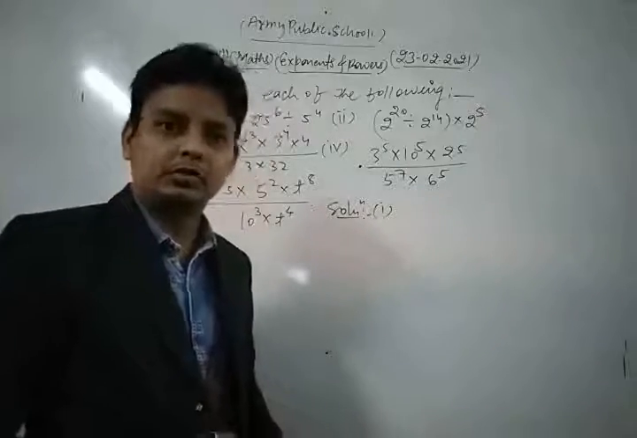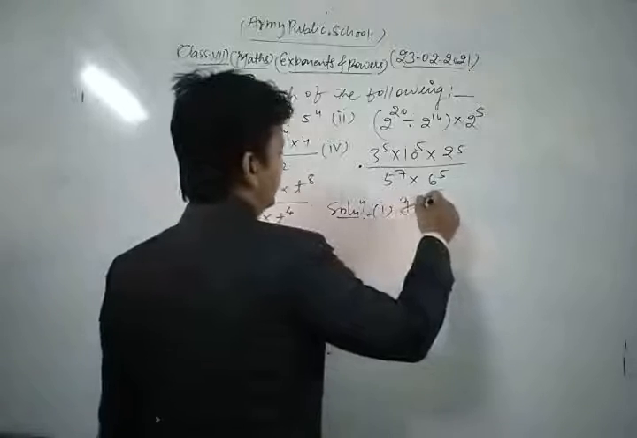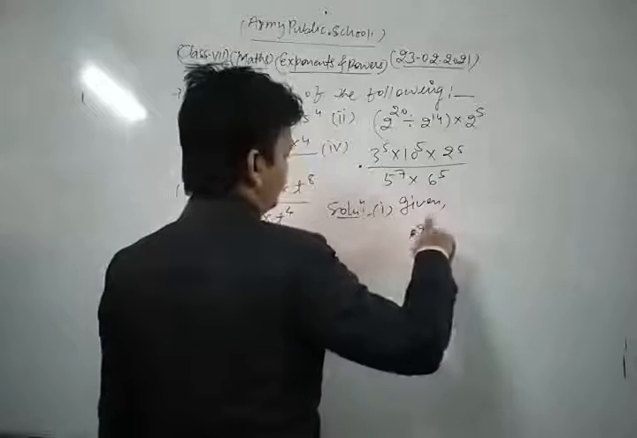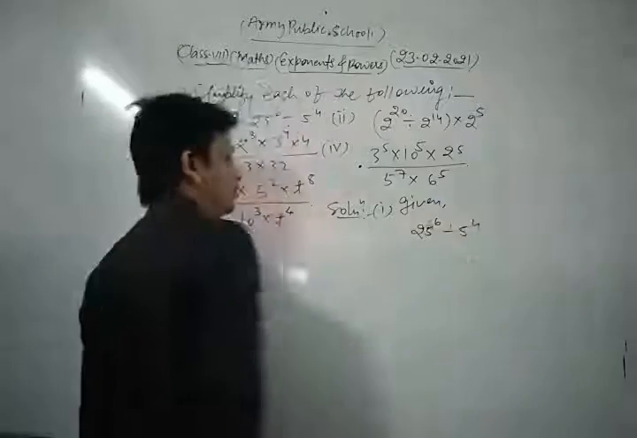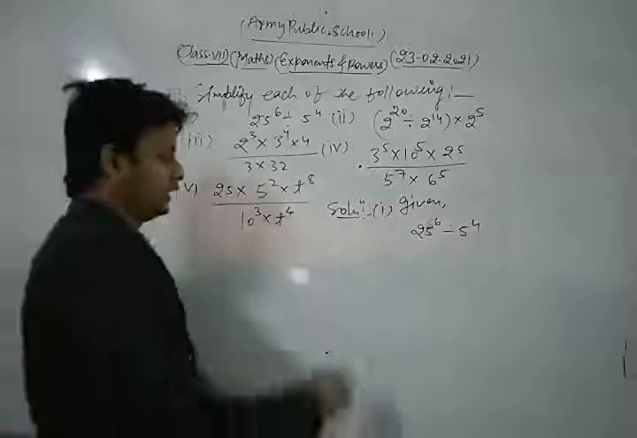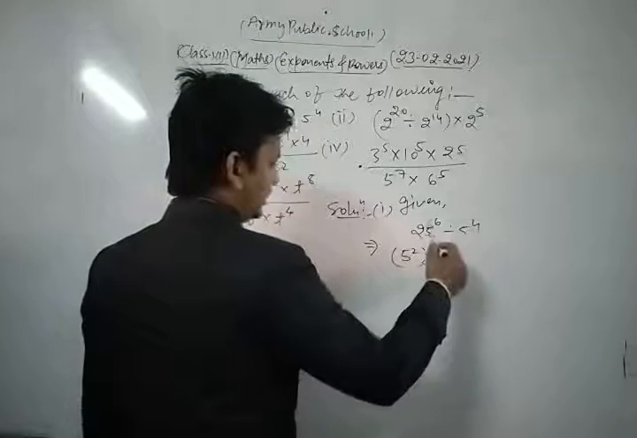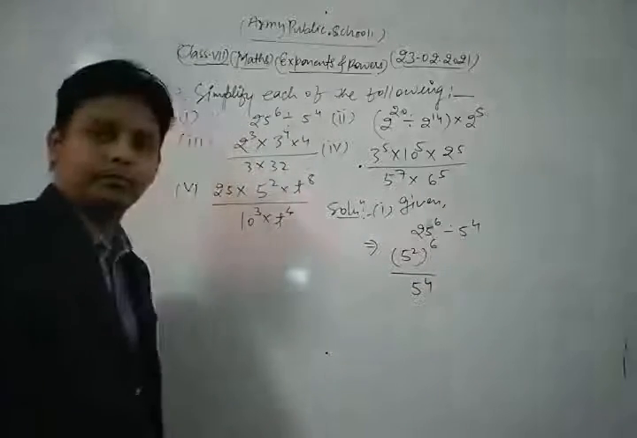We take the first part of this question, which is what? First of all, we write the given question. Given 25 to the power 6 divided by 5 to the power 4. Okay, so we can write this 25 as 5 square and 6 written as it is, divided by 5 to the power 4, in this way.